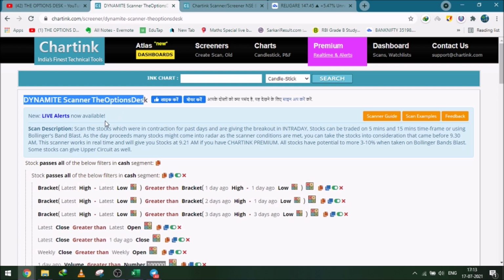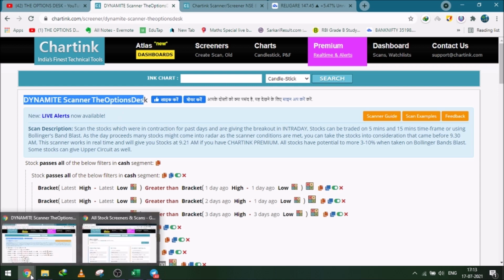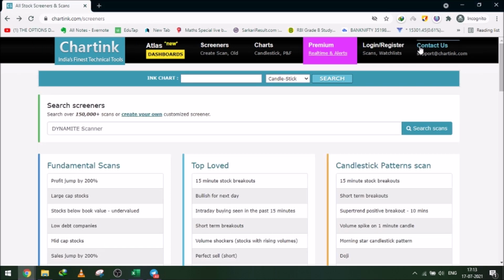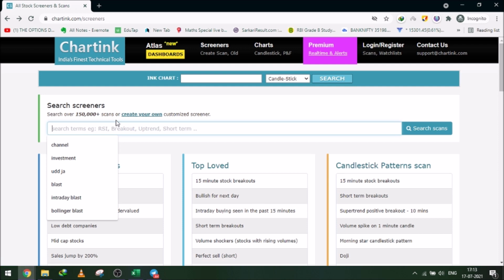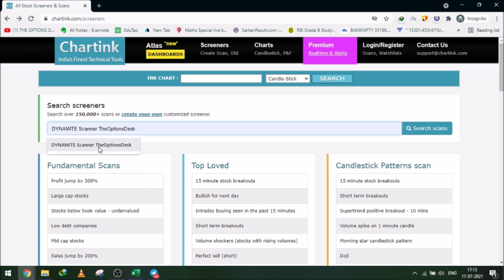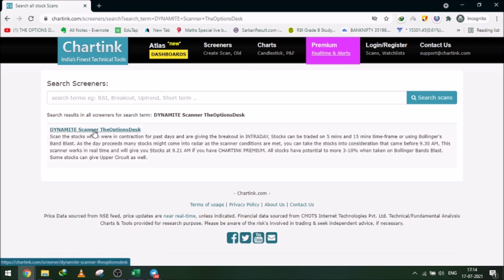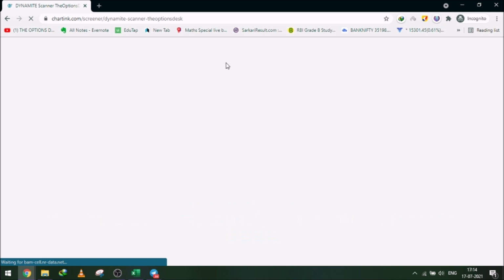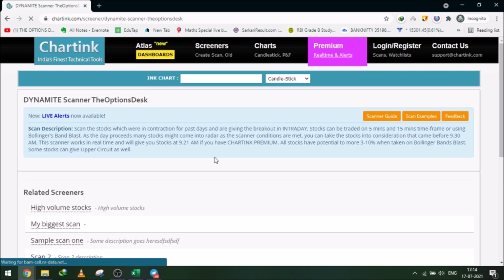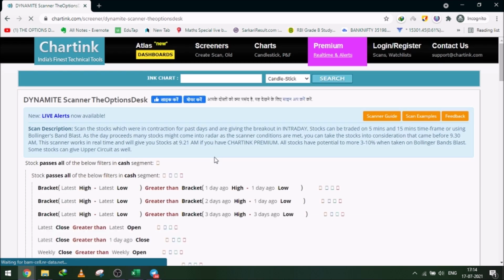How can you find the scanner? Firstly, if you have not created an account on ChartInk, please create one. When you log in to ChartInk by clicking this link, it will take you to the screeners section. You have to click the screeners here and search for the Dynamite scanner. You can write anything, Dynamite scanner, and when you click search scans, it will show up the Dynamite scanner like this. When you click this option, the code that I am going to explain right now will appear on your screen in your account.